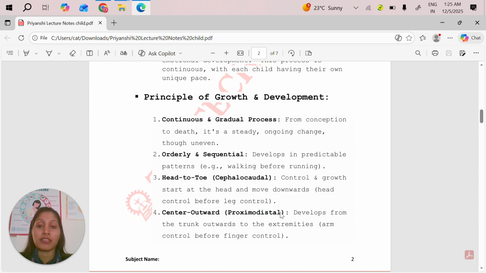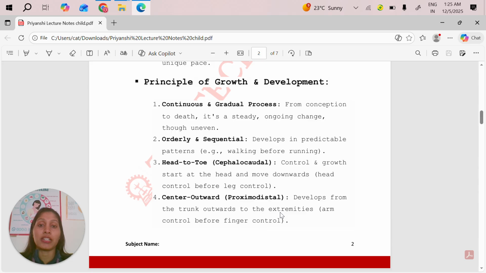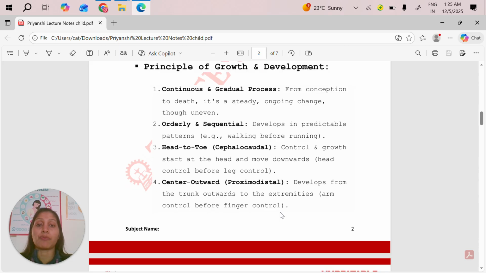Okay, then next is principles of growth and development. So what are the principles of growth? First is continuous and gradual process. From conception, it's a steady ongoing change though uneven. Okay, second is orderly and sequential, developing in predictable patterns, example walking before running. Then head to toe, it's called cephalocaudal. Control and growth start at the head and move downwards. Head control before leg control.